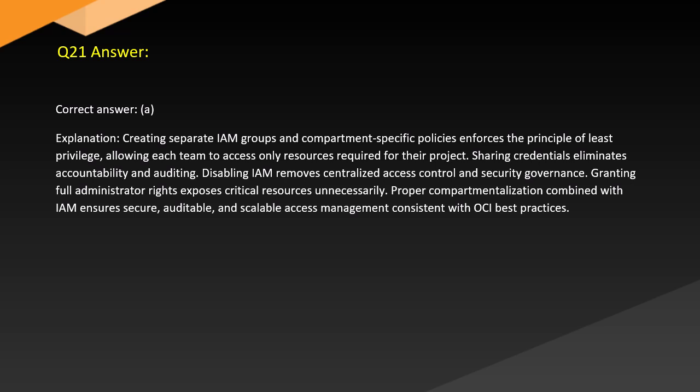Answer. Correct answer: A. Explanation. Creating separate IAM groups and compartment-specific policies enforces the principle of least privilege, allowing each team to access only resources required for their project. Sharing credentials eliminates accountability and auditing. Disabling IAM removes centralized access control and security governance. Granting full administrator rights exposes critical resources unnecessarily. Proper compartmentalization, combined with IAM, ensures secure, auditable, and scalable access management consistent with OSI best practices.